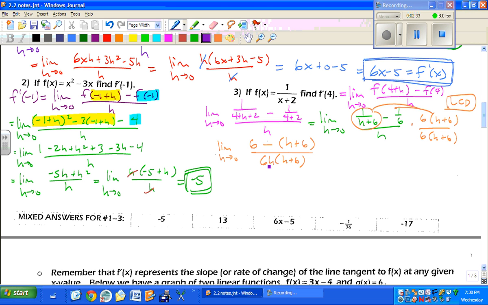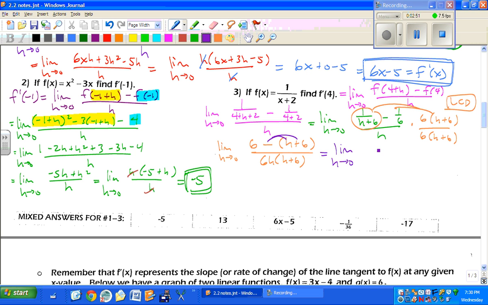Now here's a place where a lot of people make a mistake and start to try and cancel things out. They think, cancel the 6's, cancel the h plus 6's. Cannot do that. Remember, everything has to be factored, combined like terms, and then factored before we can cancel anything out. So before we start crossing anything out, let's simplify this a little bit further.